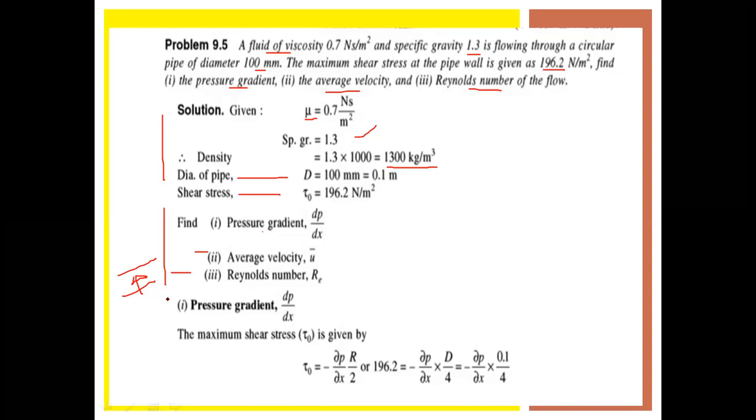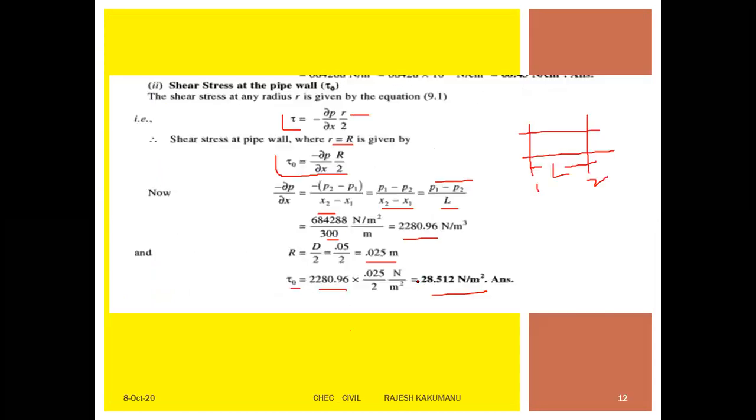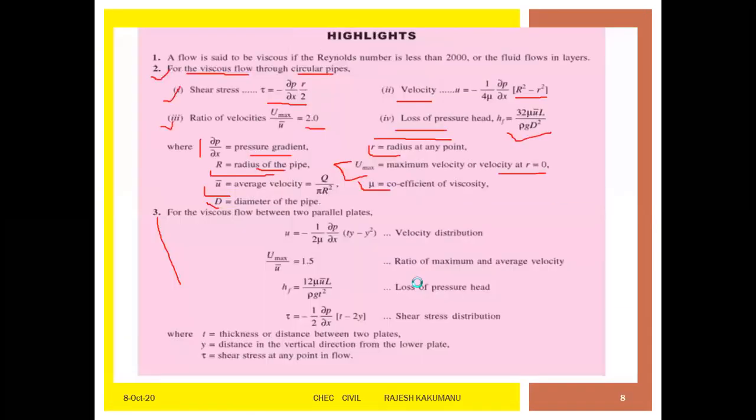రైట్. నెక్స్ట్ ఏం కనుక్కోవాలి? ప్రెషర్ గ్రేడియంట్ dou p by dou x. Though the maximum shear stress tau naught is given by tau naught is equal to minus dou p by dou x into r by 2. ఈ ఫార్ములా ఆల్రెడీ మనము పైన చూసుకున్నాం. రైట్. See this one, dou p by dou x r by 2. Okay.